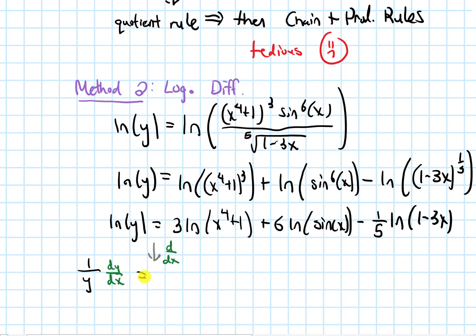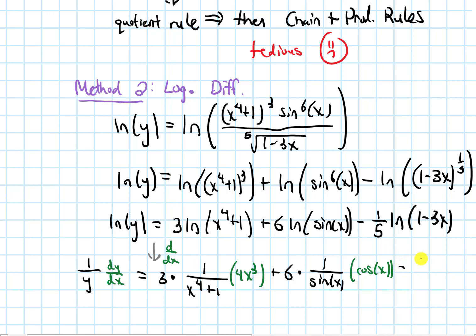On the right, I'll get 3 times the derivative of this ln term. That's also going to be chain rule. I'll get 1 over the stuff, 1 over x to the 4 plus 1, times the derivative of the stuff, which is 4x cubed. For the next ln, the 6 will stay there. I'll get 6 times 1 over the stuff, 1 over sine x, times the derivative of that inside, which is cosine x. Okay, so this is a lot nicer than having to do all of that quotient, product, chain rule that we were seeing before in method 1.